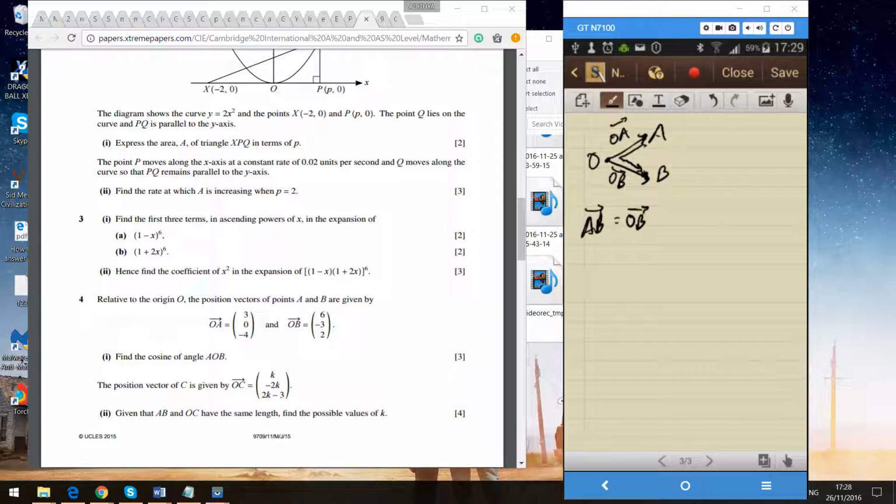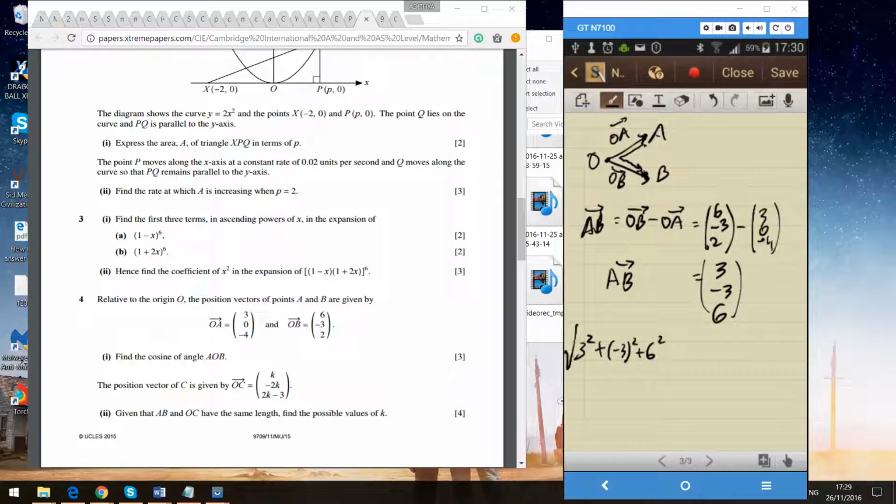Applying this formula here, 6 minus 3, 2 minus 3, 0 minus 4... and that gives an AB of 3, minus 3, and 6. Now we have to find the magnitude of this. That's the square root of 3 squared plus minus 3 squared plus 6 squared.